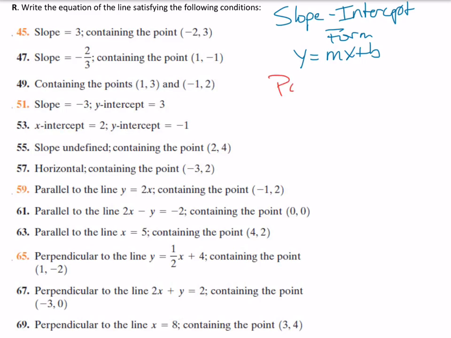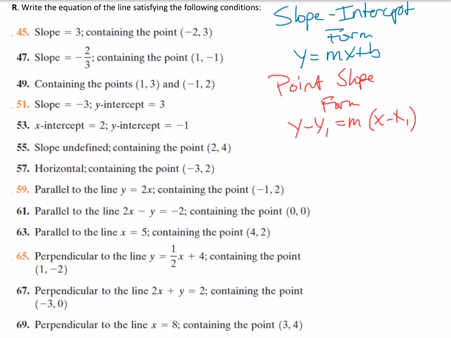And just in case we need it, point-slope form is y minus y1 equals m(x minus x1). All right, and if you need an explanation of what those are and where they come from, check out some of my other videos, but because I've already explained it, I want to get to these. So numbers 59 through 69 here. It's either parallel or perpendicular, only one of each. Let's do number 61, for example.